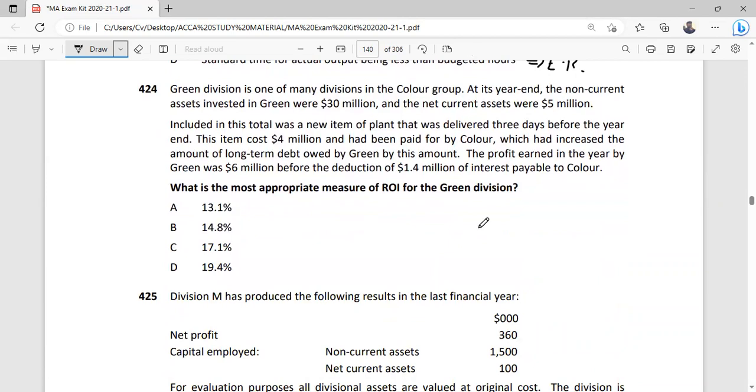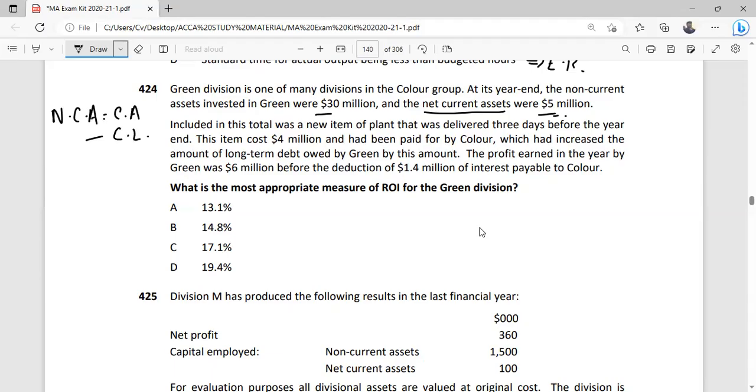Okay. The next one is Green. Green Division is one of the many divisions in the Color group. At its year end, the non-current assets invested in Green were 30 million and the net current assets were 5 million. What is meant by net current assets? Net current assets is equal to current assets minus current liabilities.